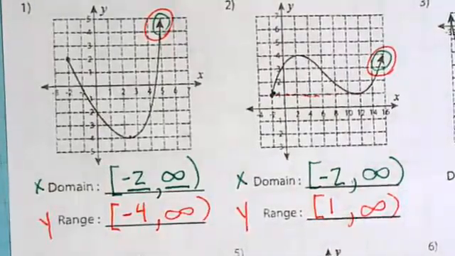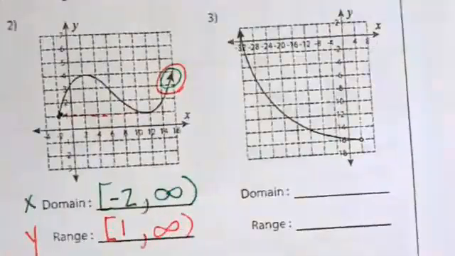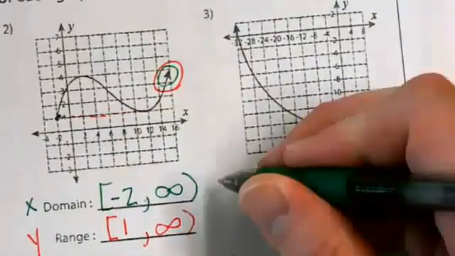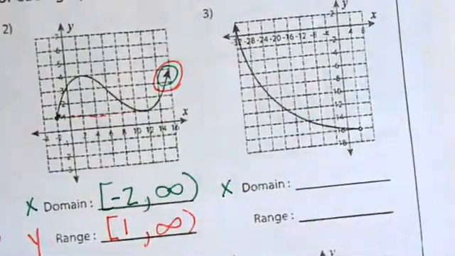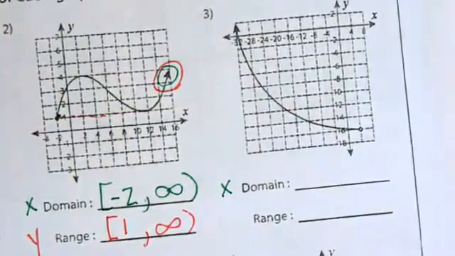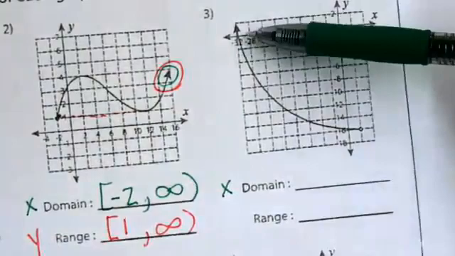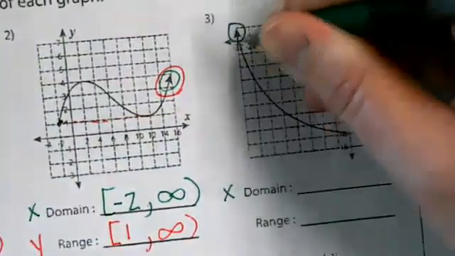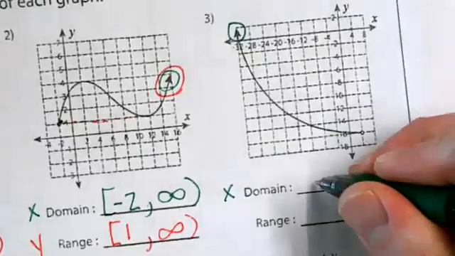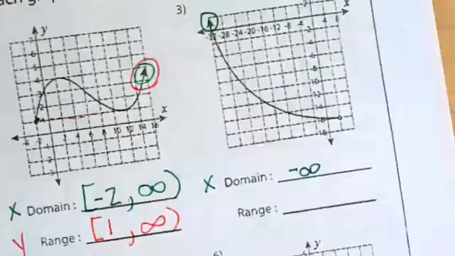All right, you guys are doing great. Let's keep it going. We got some good momentum going here. Number 3, domain is left and right. Find me the furthest point to the left, if there is one. How far to the left does this graph go? Negative infinity. Keeps going to the left. It never really stops going to the left. So that's negative infinity because it's going to the left.